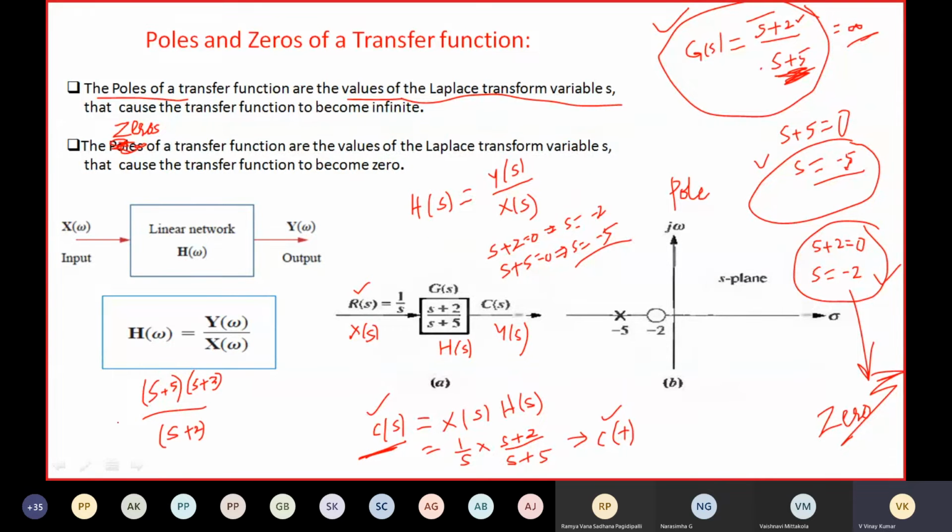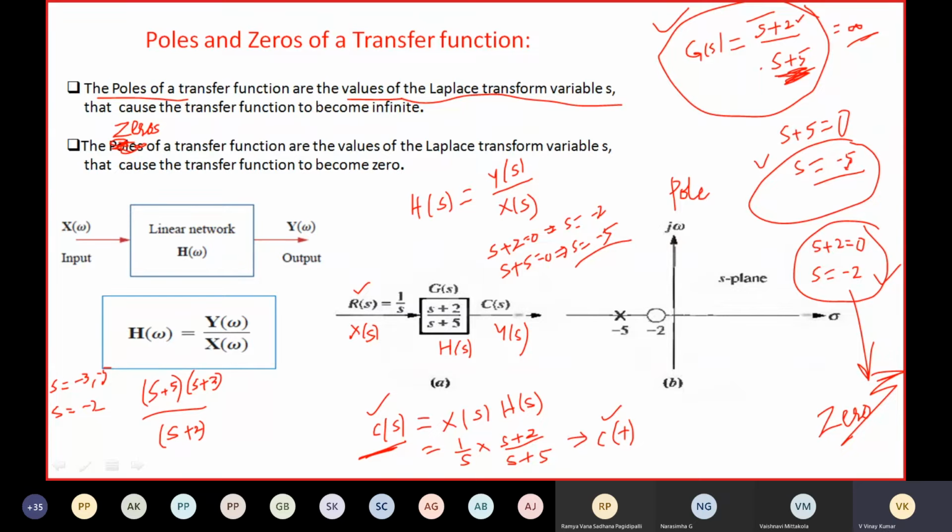How many zeros do we have in this transfer function? Okay, we have 2 zeros. Zeros are s is equal to minus 3 comma minus 5. These two are zeros of the transfer function. Poles are s is equal to minus 2. Only one pole.